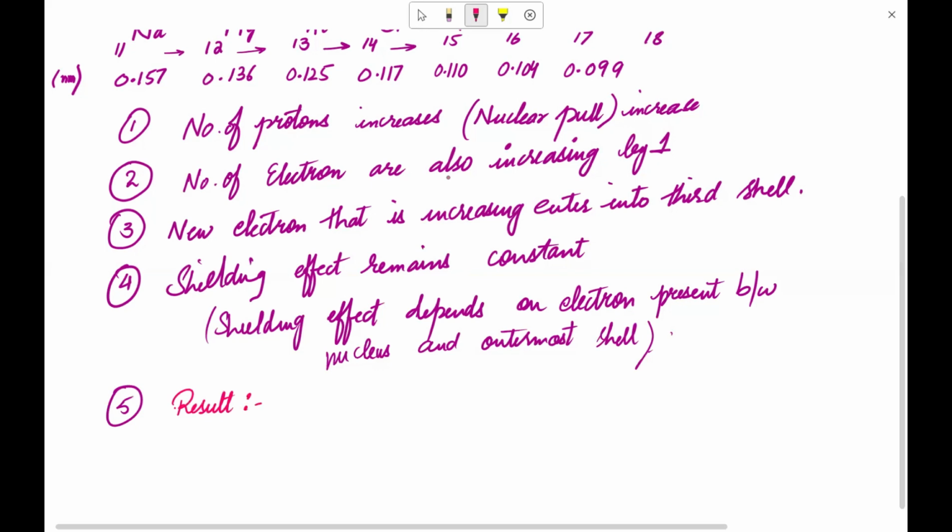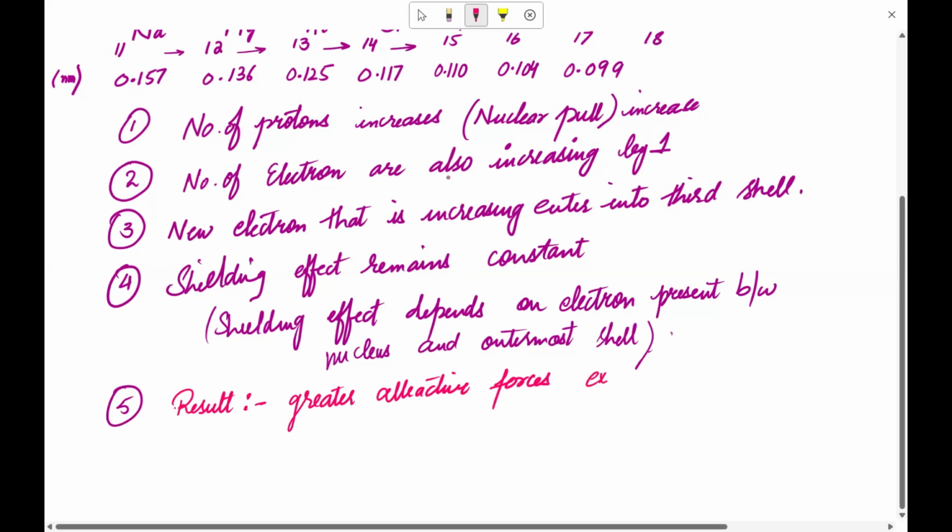What would be the result? The result would be greater attractive forces exerted by the increasing nuclear pull to the valence electron.